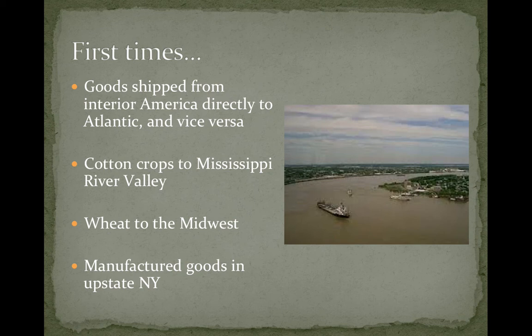The transportation revolution opened up new markets for farmers so they could sell to people in other parts of the country because produce could get there faster without spoiling. And there were bankers who could now bring cotton crops into the Mississippi River Valley. Our barges could ship cotton crops from the south over to the west on the Mississippi River. There was wheat in the Midwest. And manufactured goods were now in upstate New York in a global market based on credit.